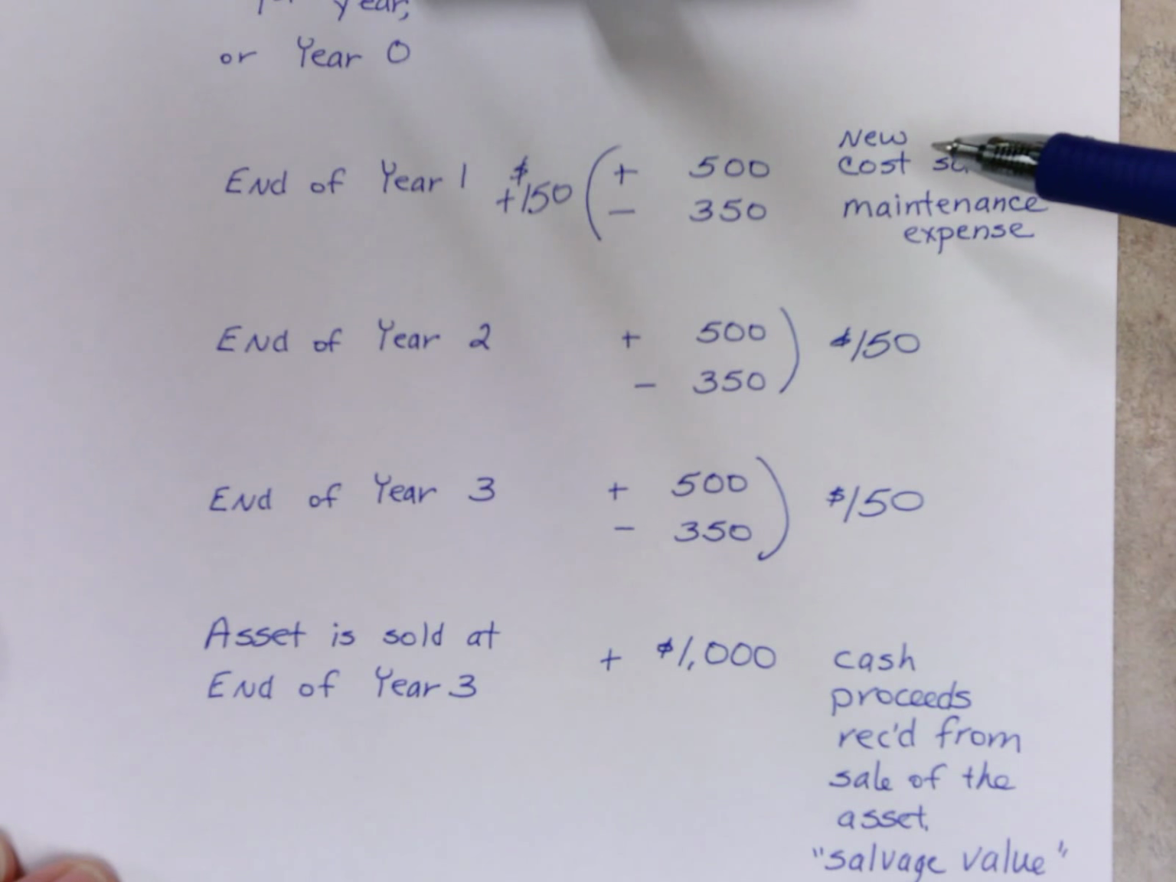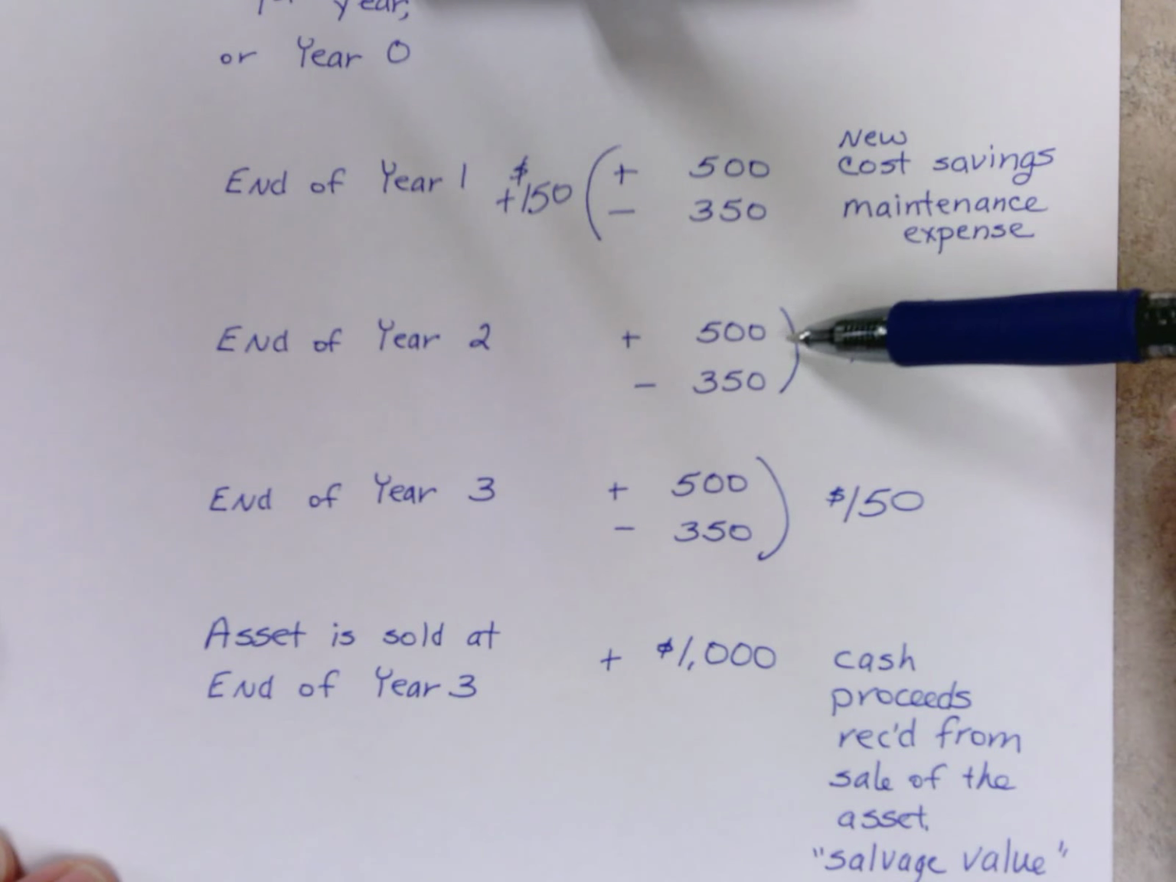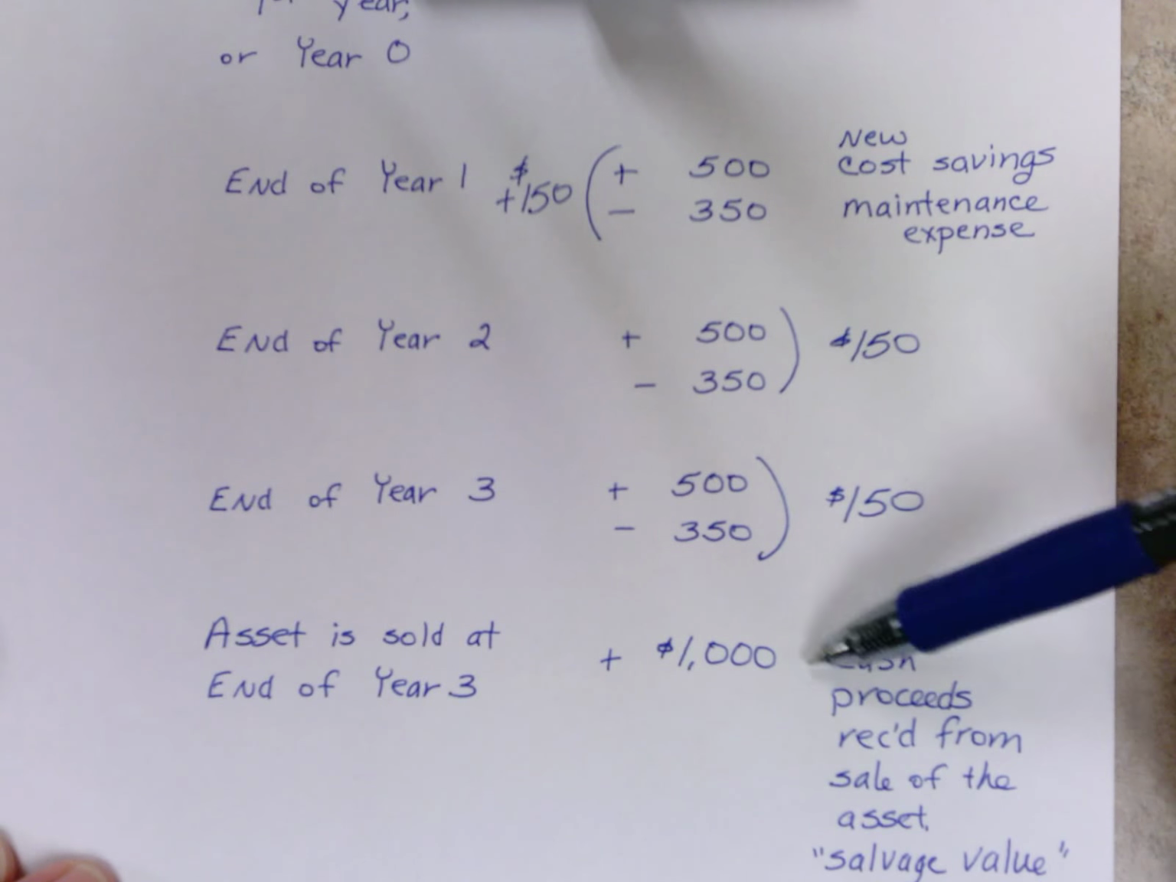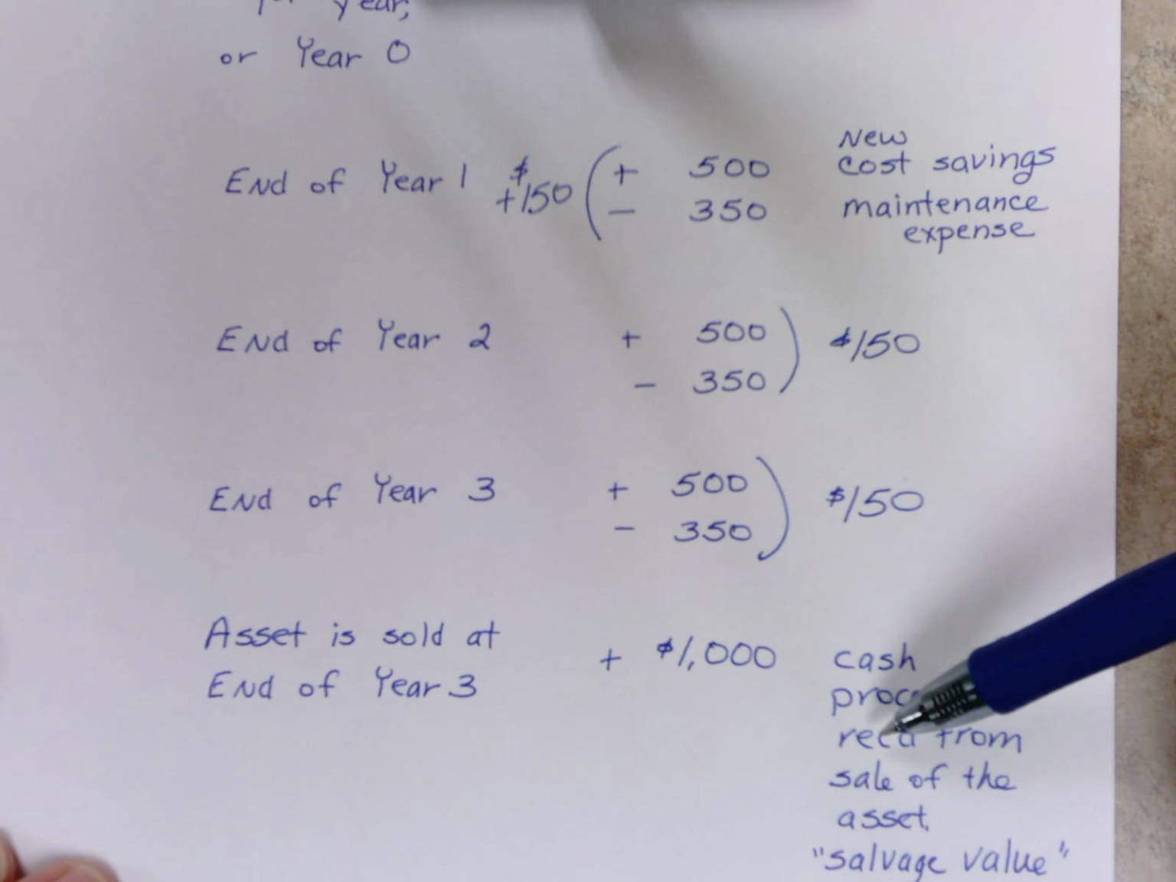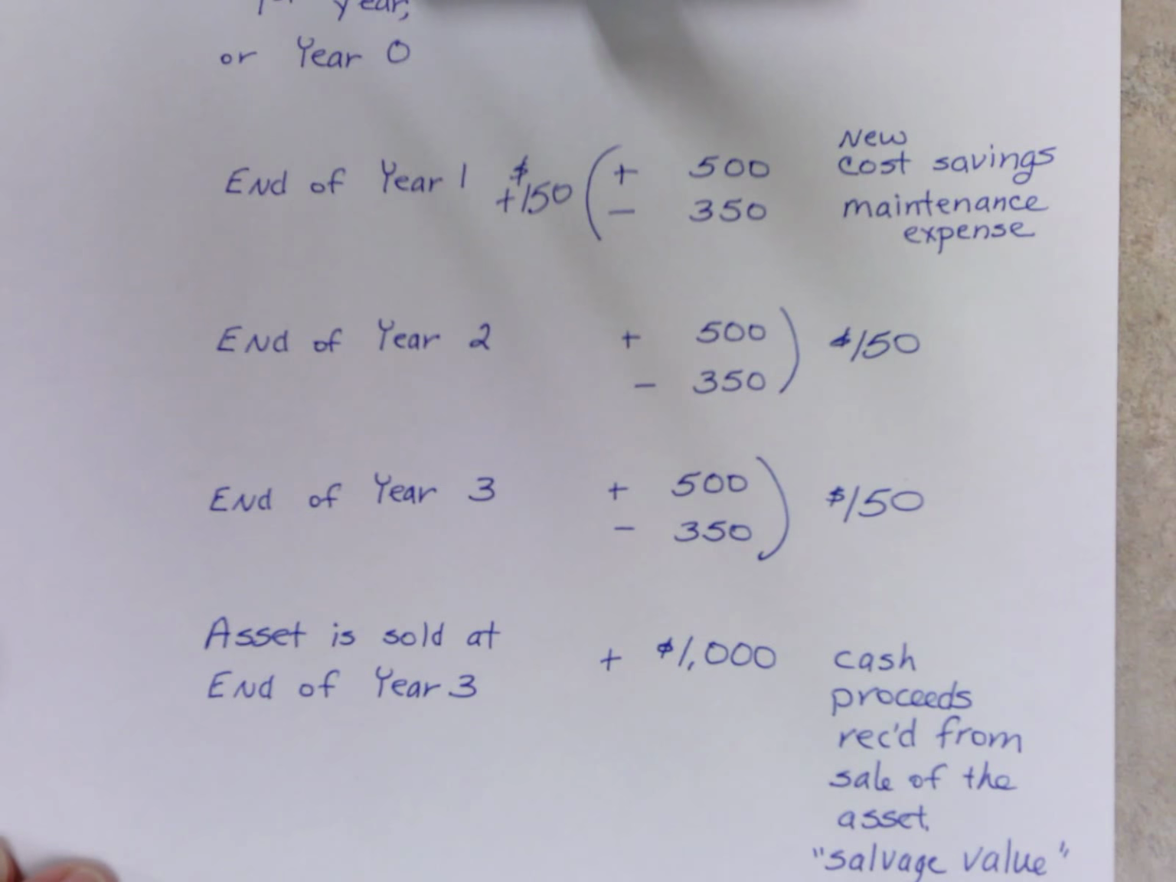So to make it simple then, I've netted the cash flows at the end of year 1, at the end of year 2, and then at the end of year 3. Then we have 1,000 coming in at the end of the asset's life as it's being sold. So now that's one way to formulate the cash flows.